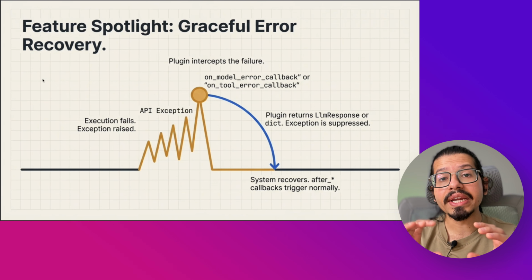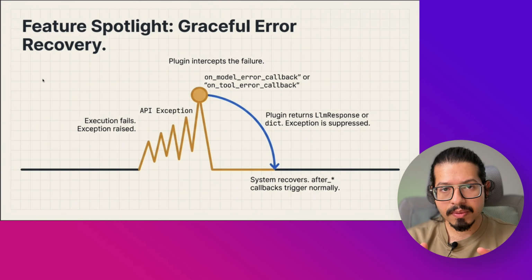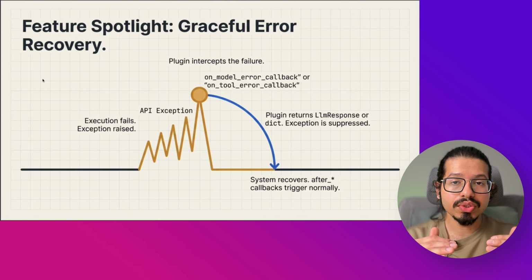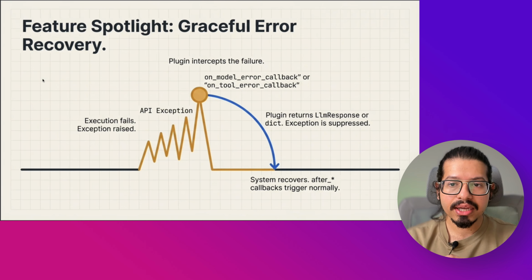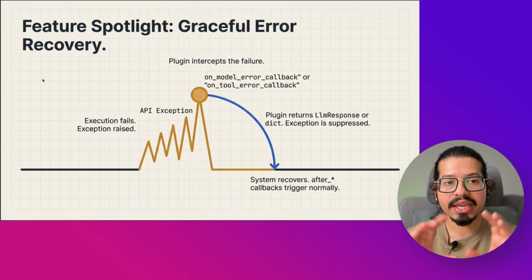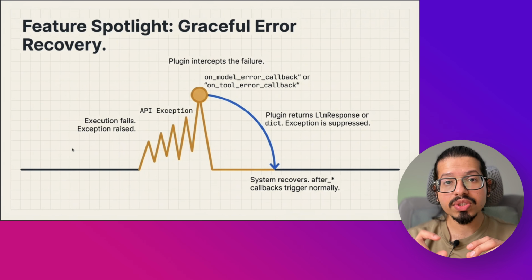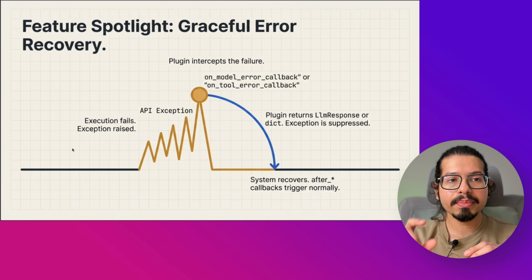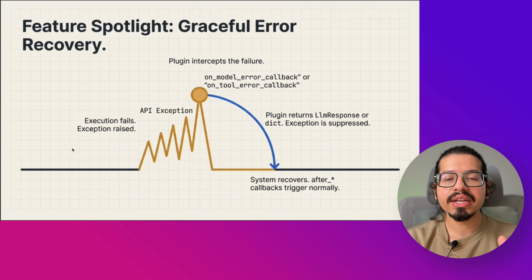Plugins can also intercept failures. If a model call or a tool call raises an exception, a plugin can catch that through the error callbacks, the on model error callback and the on tool error callback. Instead of letting the whole execution crash, the plugin can return a fallback response and keep the system moving. For example, your agent talks to a shipping API. If the shipping API is down, a plugin can catch that failure and return a safe fallback message instead of crashing the entire support workflow.